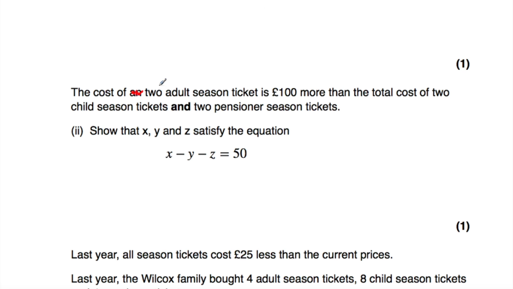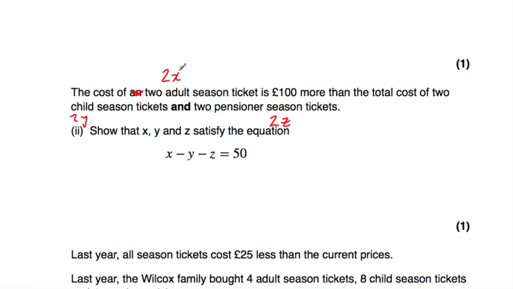and we times it by 2, that's the cost of 2 adult season tickets, that's £100 more than the total cost of 2 child season tickets, that's going to be 2Y, and 2 pensioner season tickets, that's 2Z. So let's just go back to this and just make sure we understand what's happening. So the cost of the 2 adult season tickets is £100 more than the total cost of these 2.